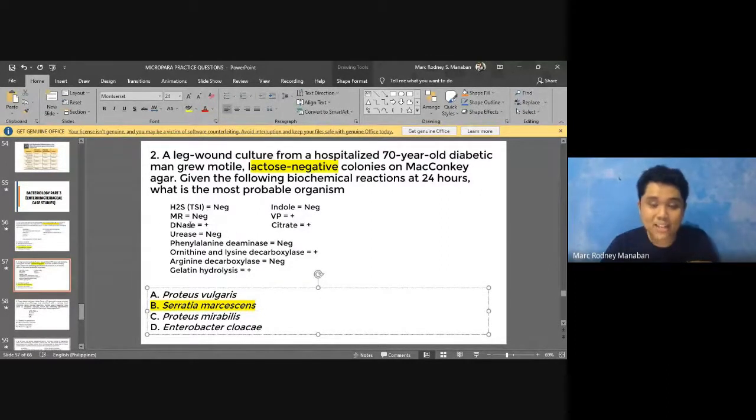Take note also na DNase is positive siya, and gelatin hydrolysis positive. And we have mentioned that DNase positive si Serratia marcescens. Diba? Alright, so Serratia marcescens.